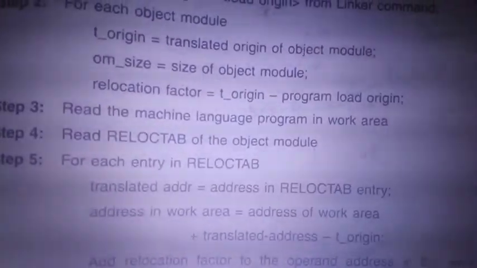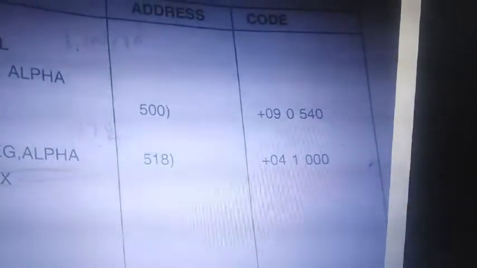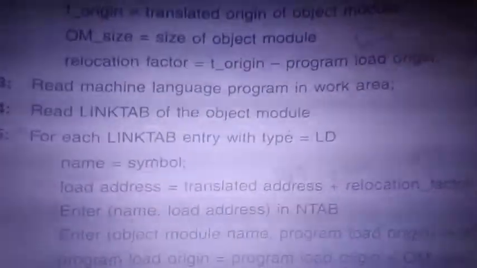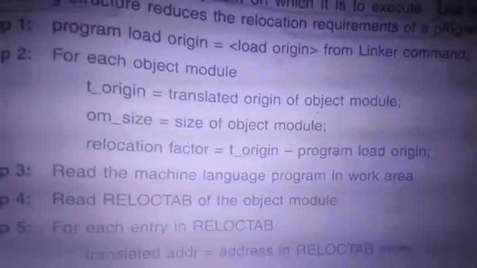Then step number 3: read the machine language into a work area. The machine language, whatever you have translated, is at 500. You need to read that into the work area. Work area means your loaded area, that is at 900. Clear? When you load at 900, you need to have a relocatable table.